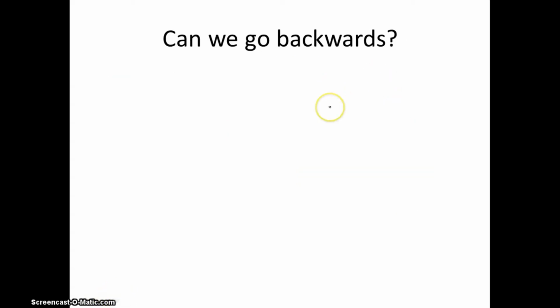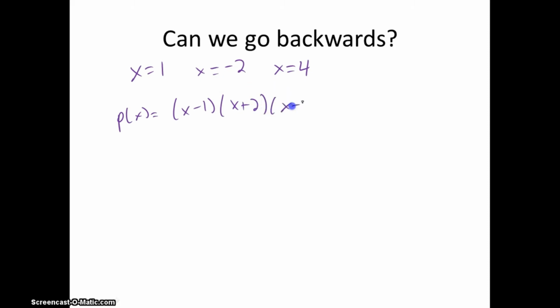So going backwards would mean, so I tell you that the zeros of a polynomial, I don't know, let's say that they're 1, negative 2, and 4. So the question is, could I say that that polynomial is equal to x minus 1 times x plus 2 times x minus 4? Is that true? Could I do that? And the answer is, in a sense, yes. There might be more than one solution, but these are for sure going to be factors of that polynomial.